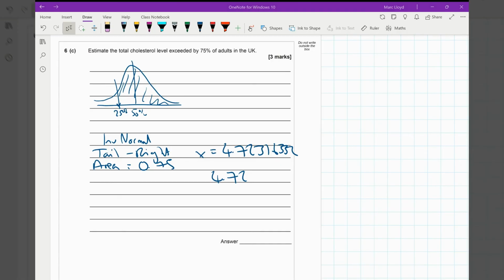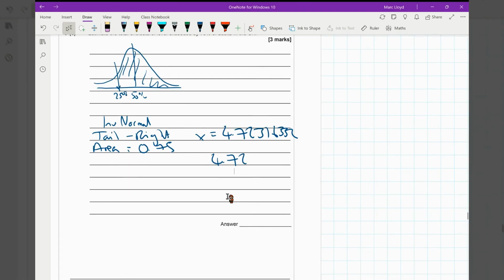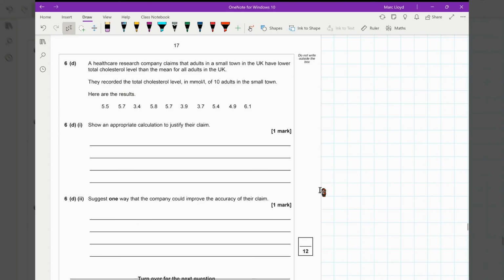Right, last couple of bits. Got plenty of time. So 6D, show an appropriate calculation to justify the claim. So a healthcare research company claims that adults in a small town in the UK have a lower total cholesterol level than the mean for all adults in the UK. So the mean, I'm just going to pop in here, is 5.6. They recorded the total cholesterol levels of 10 adults, which makes it nice and easy. So we're going to sum all of these values and divide it by n.